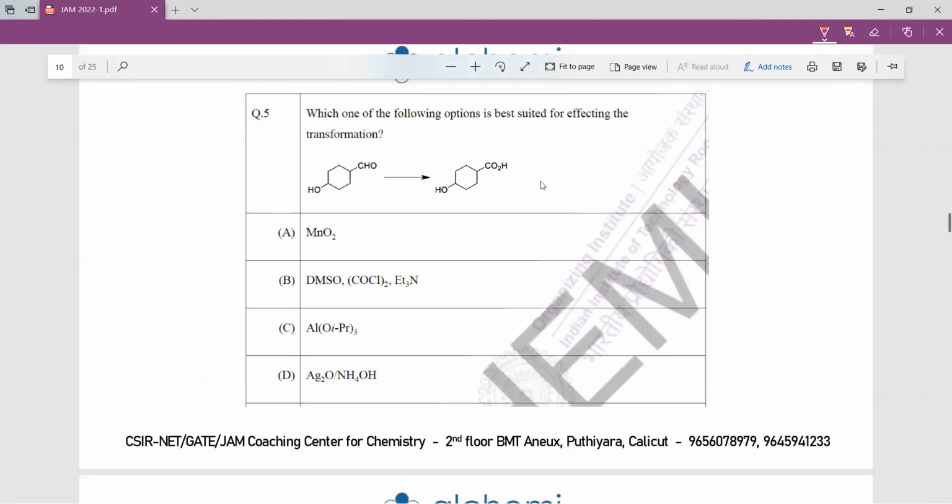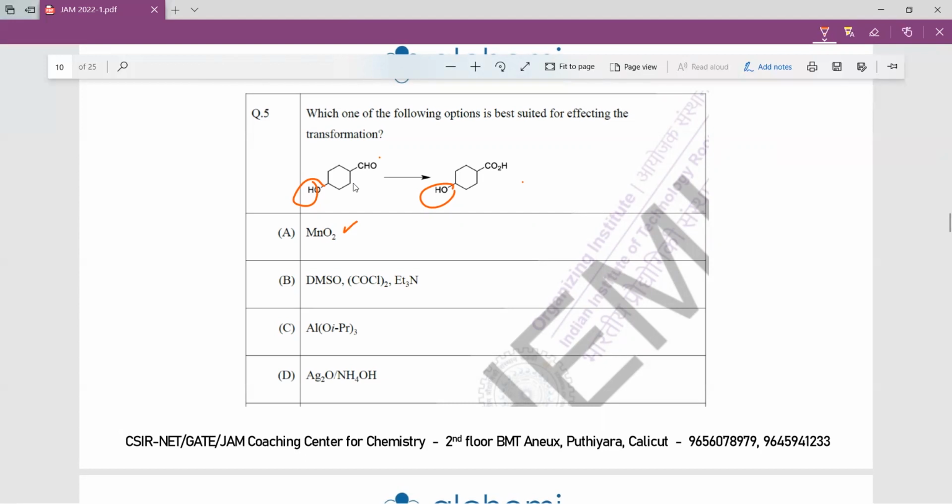Question number 5. Which one of the following options is best suited for the effective transformation? So in this case, you can see the aldehyde is converted to carboxylic acid, and we have OH here on the substrate, and it is not affected by the reagents used. So MnO2, definitely MnO2 will influence the OH functional group.